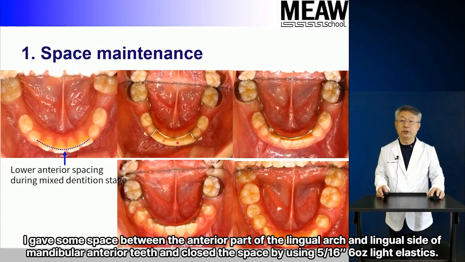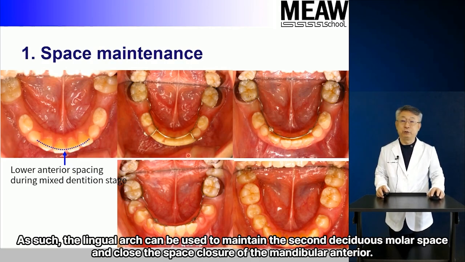I gave some space between the anterior part of the lingual arch and the lingual side of the mandibular anterior teeth, and closed the space by using 5/16 6 oz light elastics. As such, the lingual arch can be used to maintain the second deciduous molar space and close the space of the mandibular anterior.